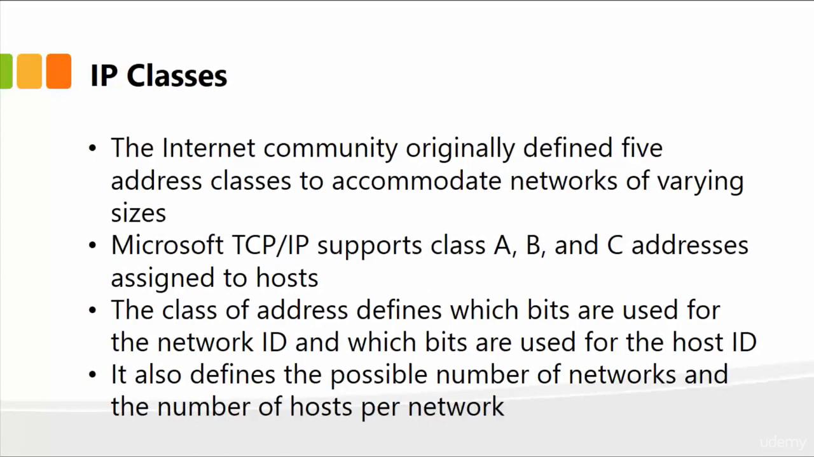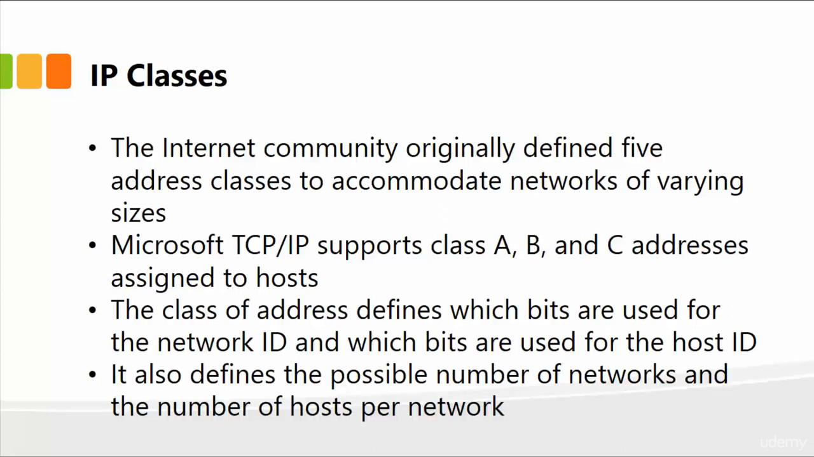Next, I'm going to talk about the IP classes. So the internet community originally defined 5 address classes to accommodate networks of varying sizes. So for example, if you're living in a certain subdivision, it's a small subdivision, you are going to have your own bunch of numbers that you can pick and choose your own addresses. If you're talking about a city itself and you like to provide IP addresses for each of the houses in the entire city area, you may have to allocate a range of IP addresses specifically to that city.